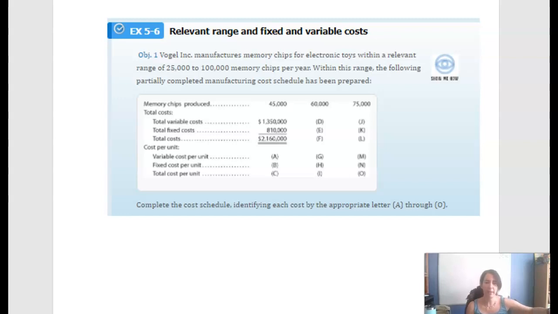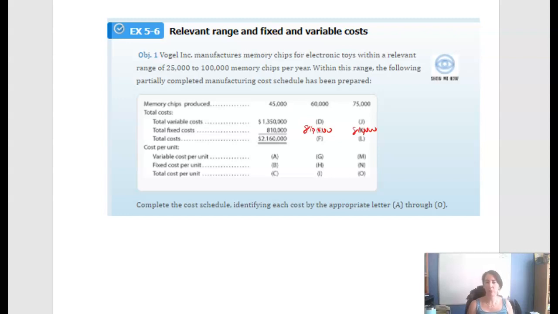So if we're making, here we go, we've got 45,000, 60,000, and 75,000. And what we've got is the variable cost for 45,000, the fixed costs for 45,000. Alright, now the first thing I want you to do is think about this for a second. Didn't I say earlier fixed costs don't change based on activity levels changing? Well, that's going to be the case here. So if we're trying to figure these out, realize that this is going to be 810,000, and this is going to be 810,000. Because it doesn't matter if we make 1 or 100 or 45,000 or 75,000. In this case, it's going to be fixed costs of 810,000.